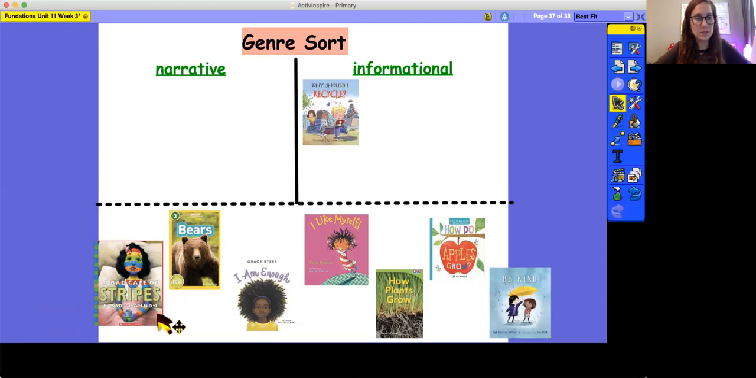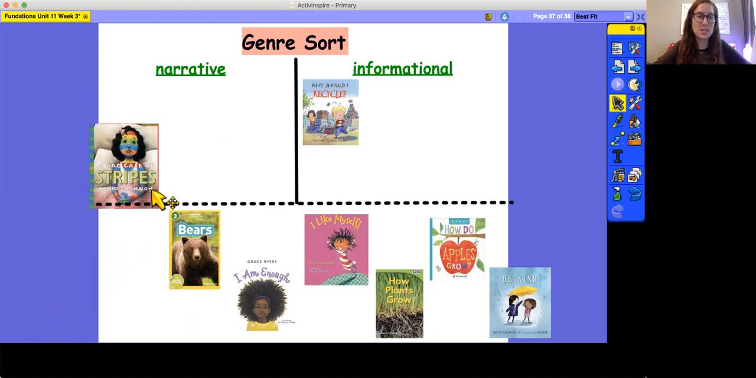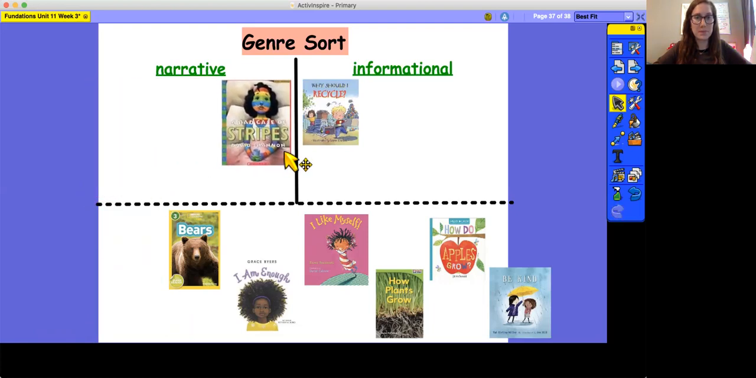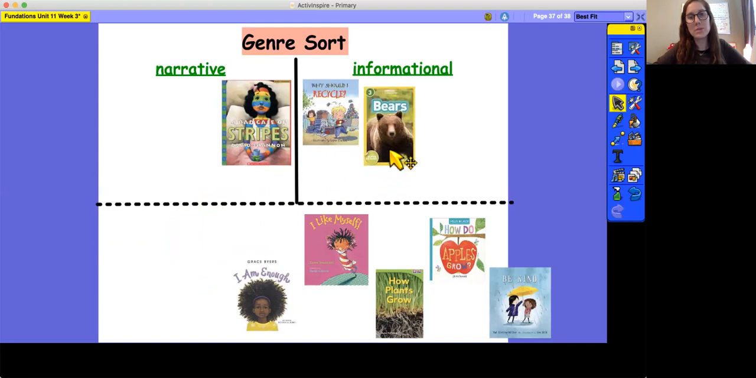Let's look at this one. This book is called A Bad Case of Stripes. It looks like there's a character on the cover that has stripes on her skin. That's definitely something that wouldn't be a real life story. So it's narrative, it's just telling a story, it's made up. Now let's look at this next book. This one is called Bears. On the cover, I can see a real life bear. This one, do you think it's telling a story about a bear or it's teaching you about a bear? That's right, it's going to teach you. So this would be informational.